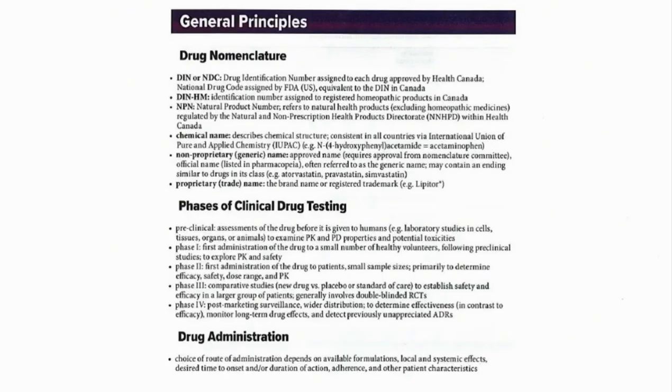Another important identifier is the Natural Product Number, or NPN. This number is assigned to natural health products such as vitamins, herbal remedies, and mineral supplements. These products are regulated by the Natural and Non-Prescription Health Products Directorate of Health Canada and do not include homeopathic medicines.